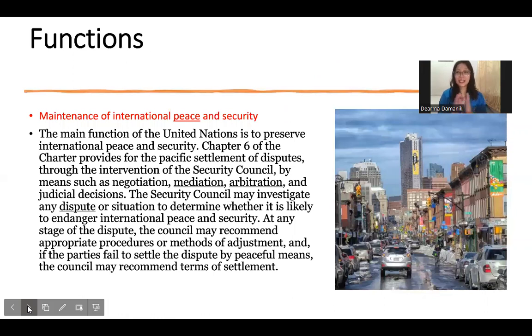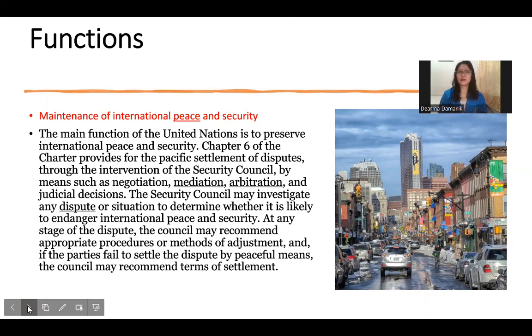The next is about functions. Of course, every international organization has functions, that is the purpose of the UN. So the function is to maintain international peace and security. This is one of the most important functions of the UN. The main function of the United Nations is to preserve international peace and security.